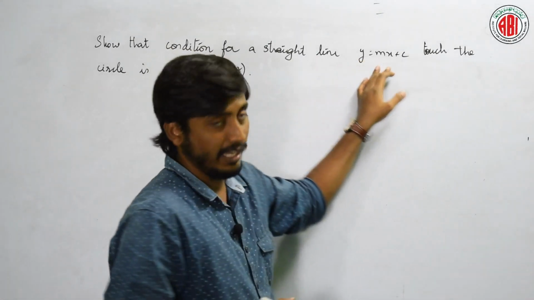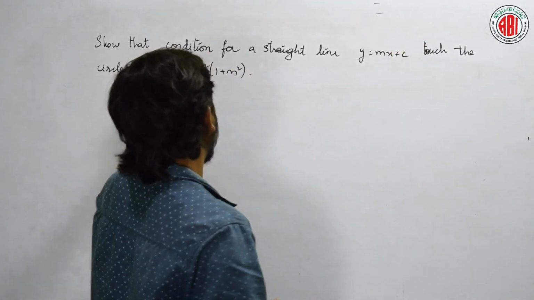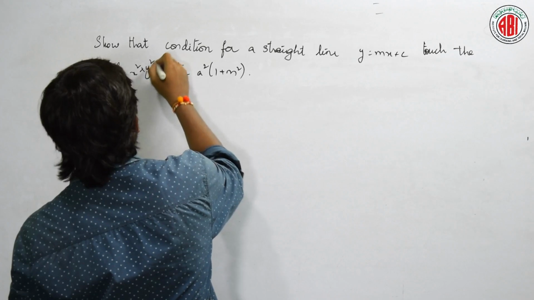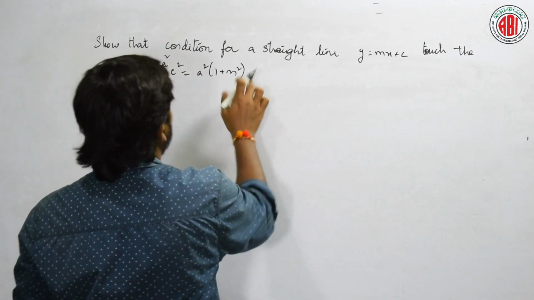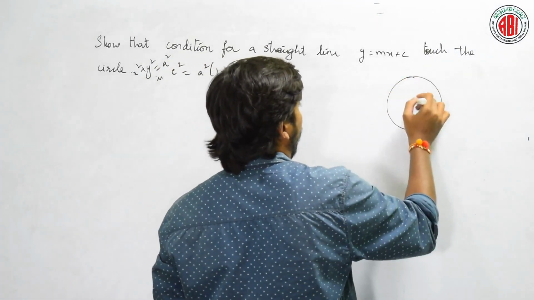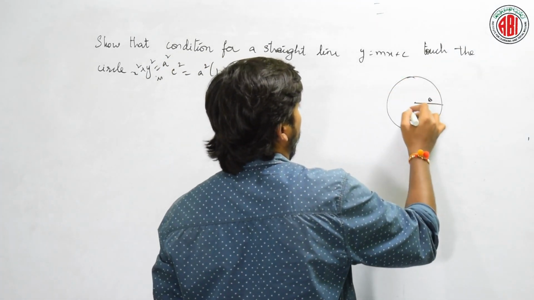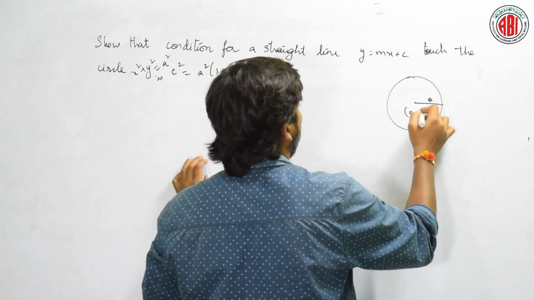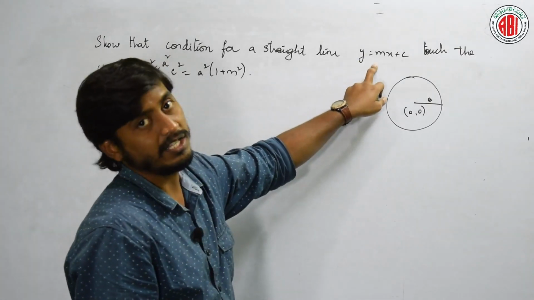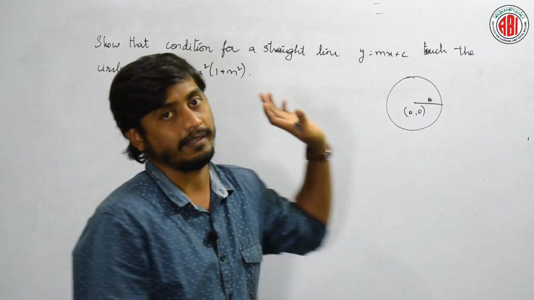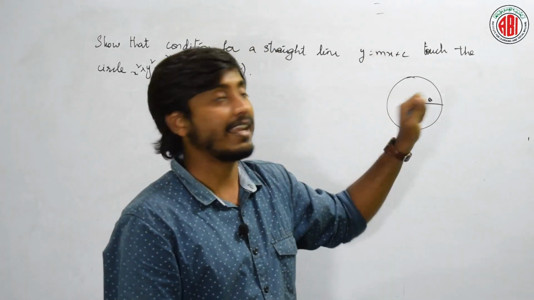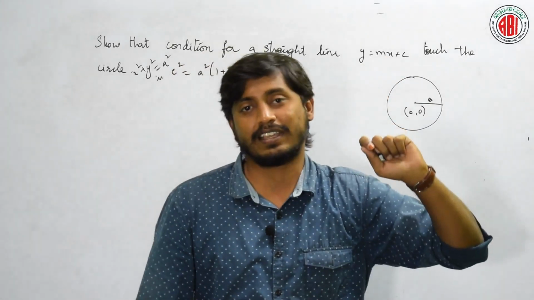See here, as a part of that, the first question is: show that the condition for a straight line y equal to mx plus c to touch the circle, let us say x square plus y square equal to a square, is this. He gave a circle of radius a. What is the center of this circle? 0 comma 0, isn't it? Then he is telling us to find the condition that this line touches the circle. What do you mean by the term touching? That is nothing but this is the tangent of the circle.